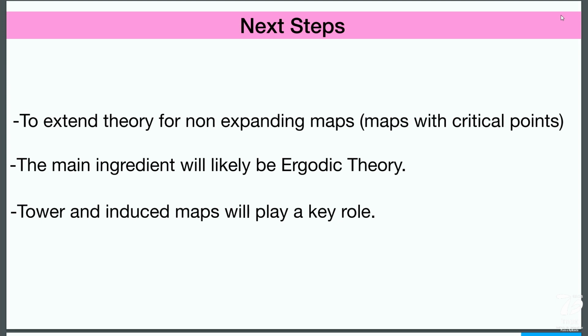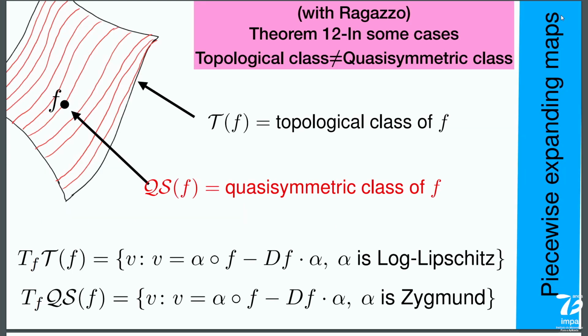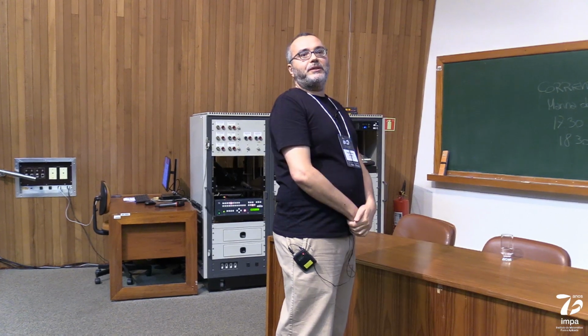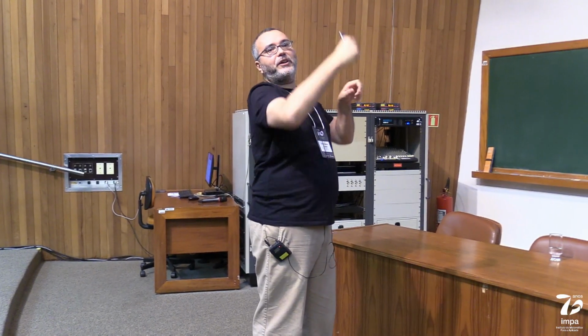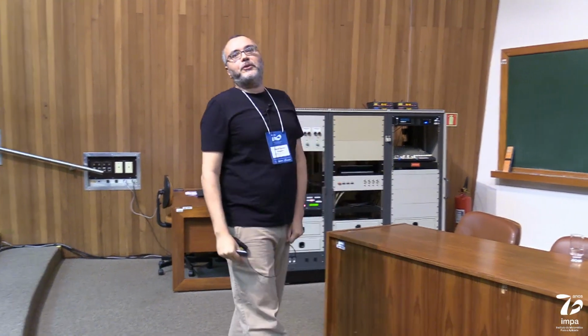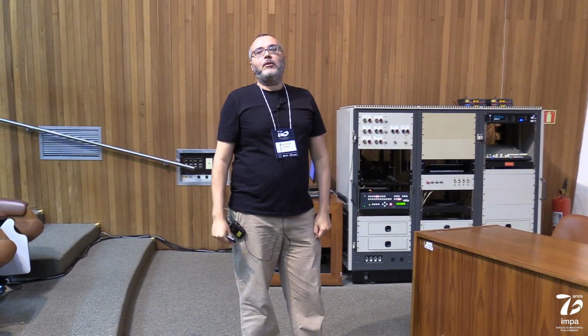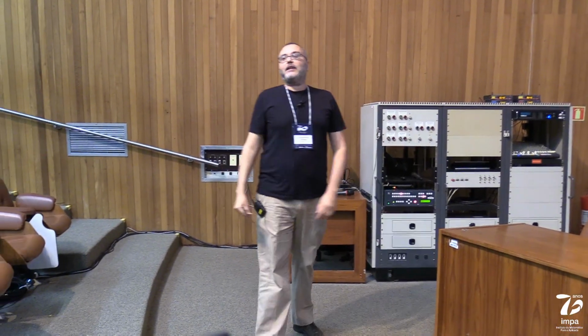Are you assuming some regularity at the discontinuities? Yes, I'm supposing that the limiting behavior on the right and on the left are periodic. On the right side, you go to some periodic point, and on the left side, you also go to a periodic point. For the topological class, it is completely general. For the quasi-symmetric class, that I don't know.